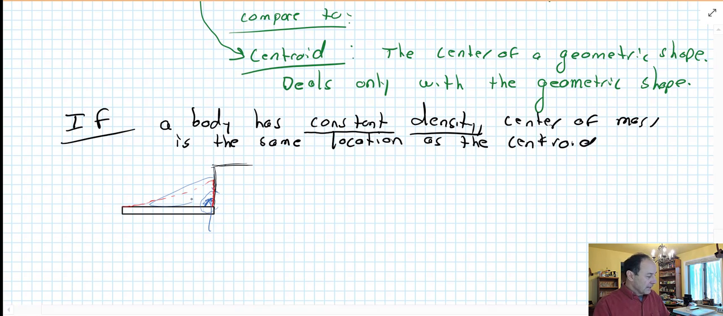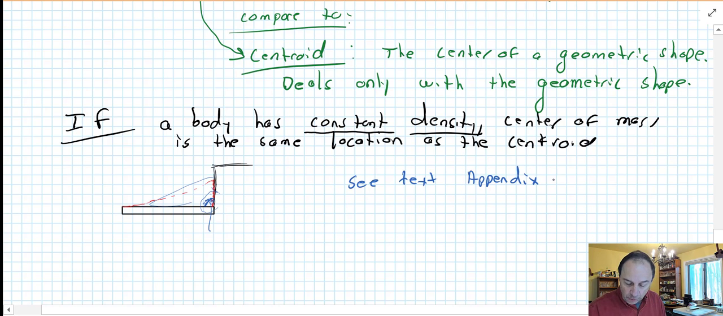So do keep that in mind. One last thing I'd like you to look at. You have to grab your book for this. For lots of our centroids, which are going to be really useful for a lot of what we do, you're not going to have to calculate them. They are in the text, Appendix D. I was thinking of your homework.